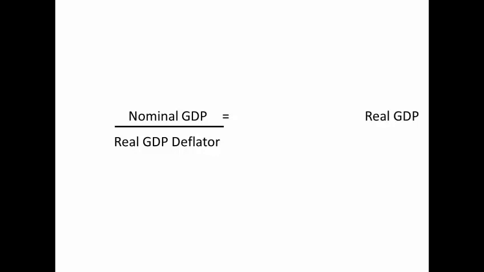You remember from our earlier discussion that the nominal GDP was 19.158 and the real GDP deflator was 1.03. And if you divide 1.03 into 19.158, you get a real GDP of $18.6 trillion.